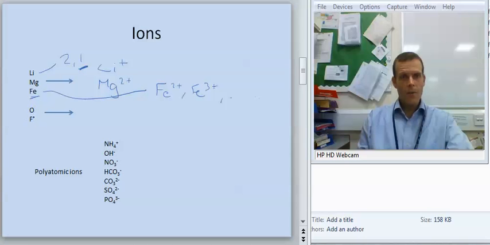The non-metals are going to form anions. Oxygen's in group 6, so it has 6 outer electrons. Rather than losing all 6, it's going to pick up 2 electrons and become O2-. Fluorine, group 7, is going to pick up 1 to finish the outer shell and become F-.